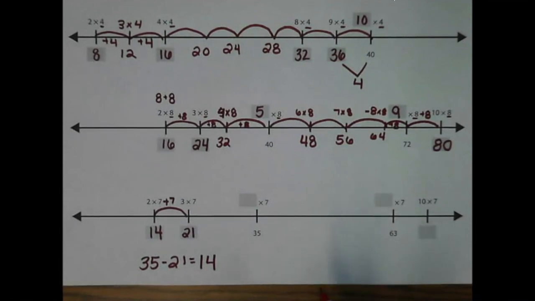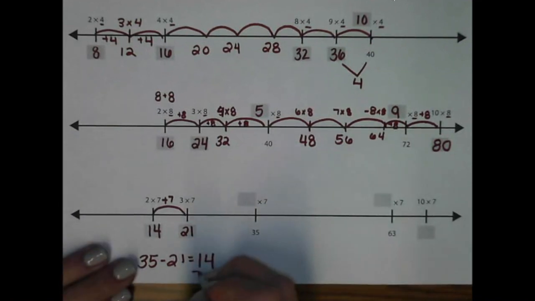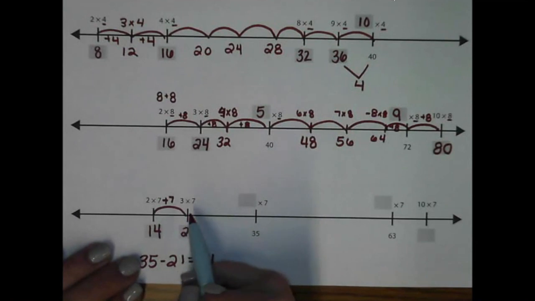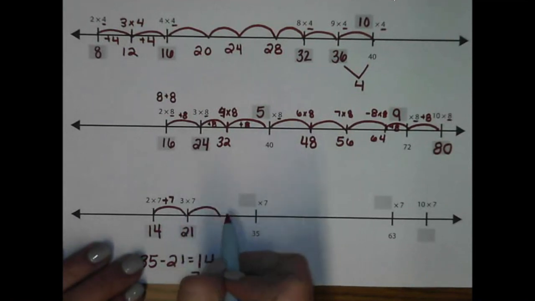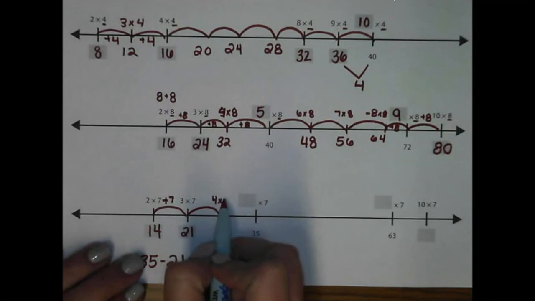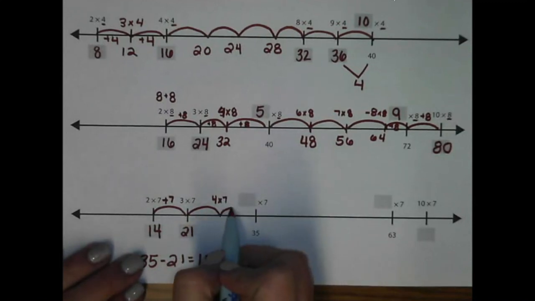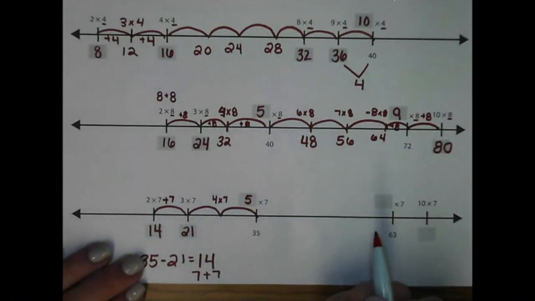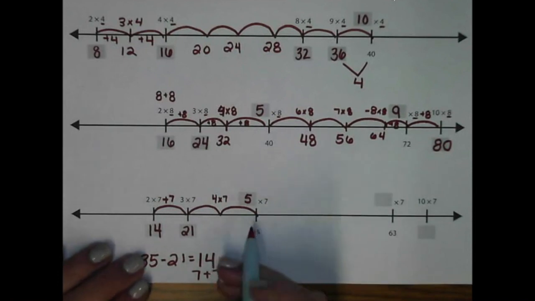When I look at 14, what I can think of is what kind of double stack can I use with 7 to get to that? That's 7 plus 7, which is 2 groups of 7. So that means I'm going to make 2 jumps of 7. There's 1 jump, that's going to be 4 times 7. And the next jump, that's going to be 5 times 7. Now, I'm back in my same spot, 63 and 35.